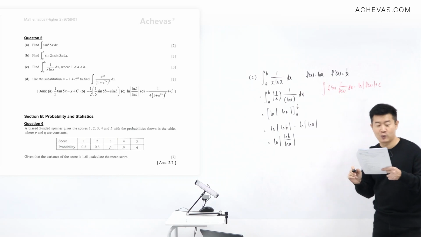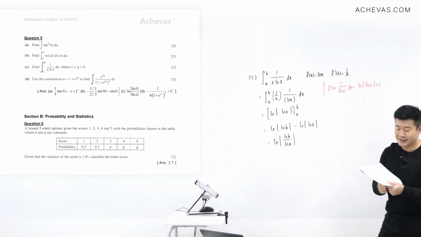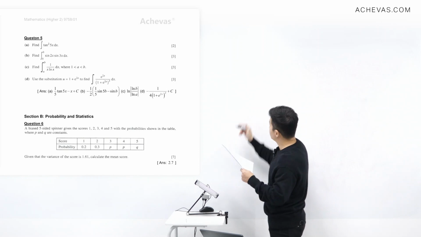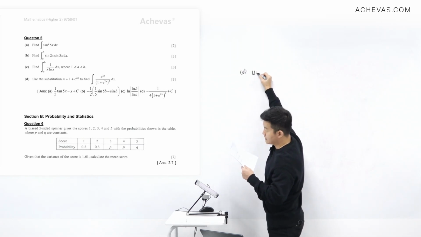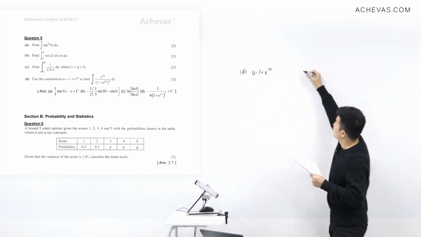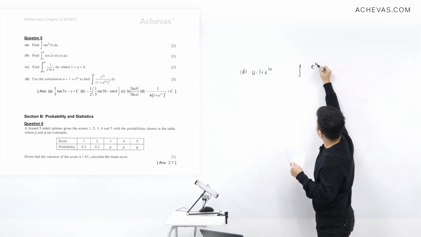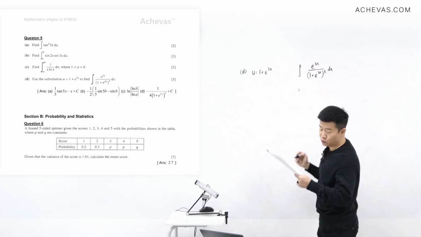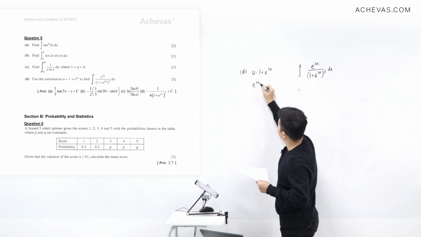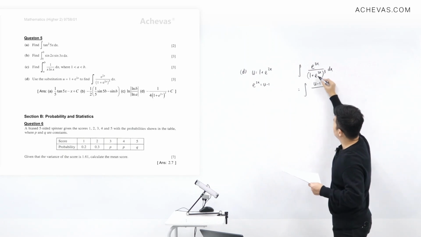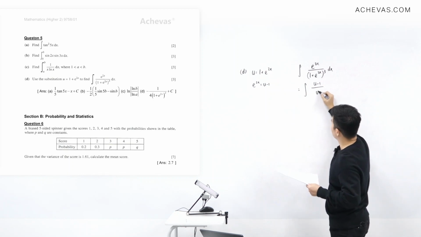Okay, we have one last integration technique to go. It is integration by substitution. So what we are now given is that in part D, u is equal to 1 plus e to the power of 2x. And we're going to make use of this to substitute and replace all the x within this integral, which is the integration of e to the power of 2x divided by (1 plus e to the power of 2x) to the power of 3 dx. Let's try to do the replacement. From here, e to the power of 2x is u minus 1. So I can replace this by u minus 1. This 1 plus e to the power of 2x is u. So we have a u to the power of 3.